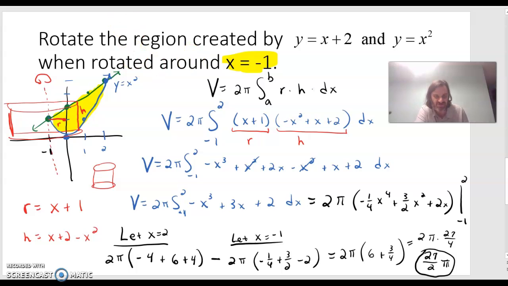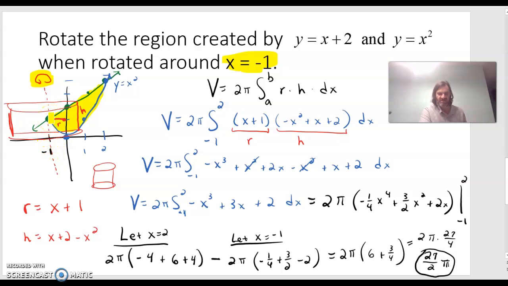In the picture over here, I've drawn the straight line y equals x plus 2, and I've drawn the parabola y equals x squared, and we can see where they intersect and overlap here. I've shaded the region, and we want to rotate it around x equals -1, so something other than the x or y axis.